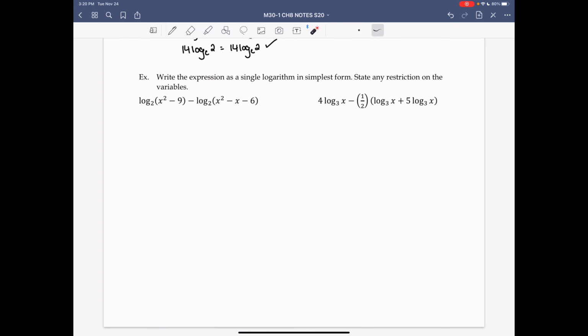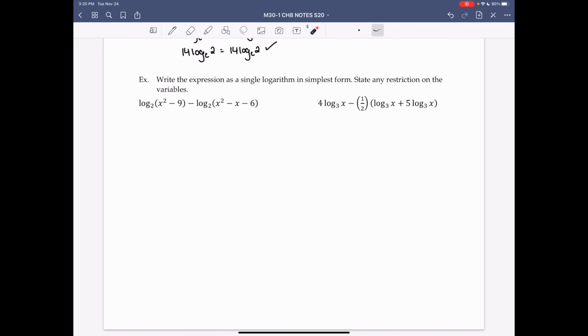Write the expression as a single logarithm in simplest form, state any restrictions on the variables. Log base 2 of x squared minus 9 minus log base 2 of x squared minus x minus 6. This is a difference of 2 logs with the same base. We can write that as 1 log. We get log base 2 of the fraction x squared minus 9 over x squared minus x minus 6.